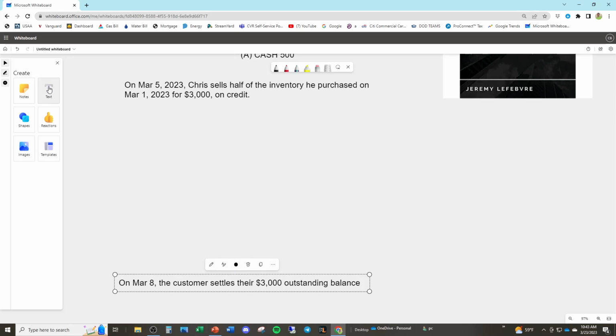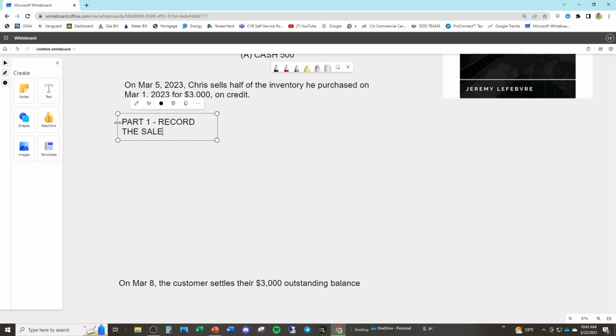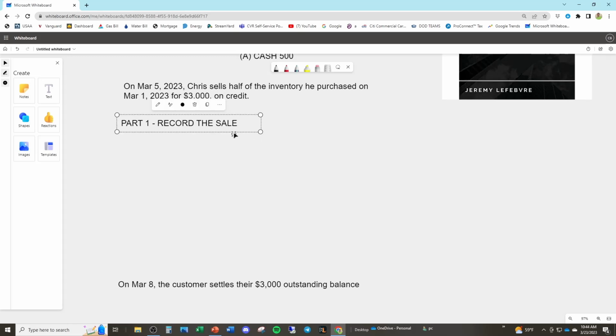Part one is we record the sale. Part two is we record the cost of goods sold. So you're going to have a sales transaction and a cost of goods sold transaction. And by doing that, it basically helps you not forget that there's actually 4 accounts that are in play here.